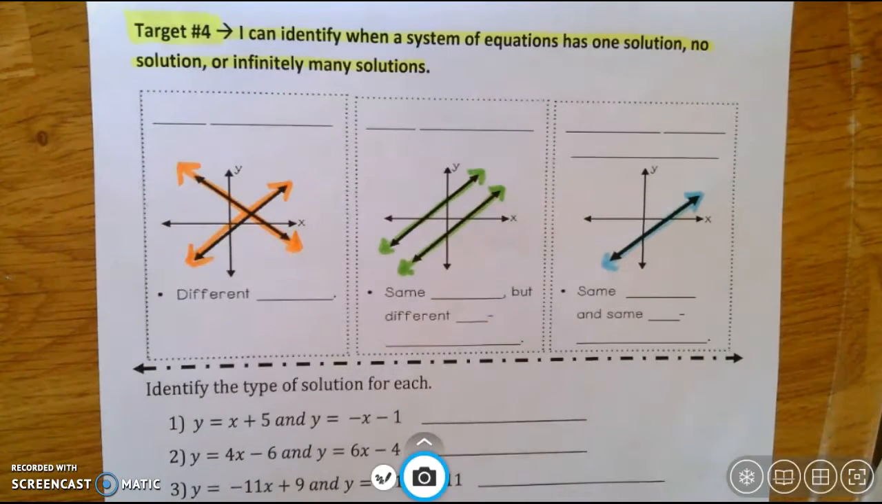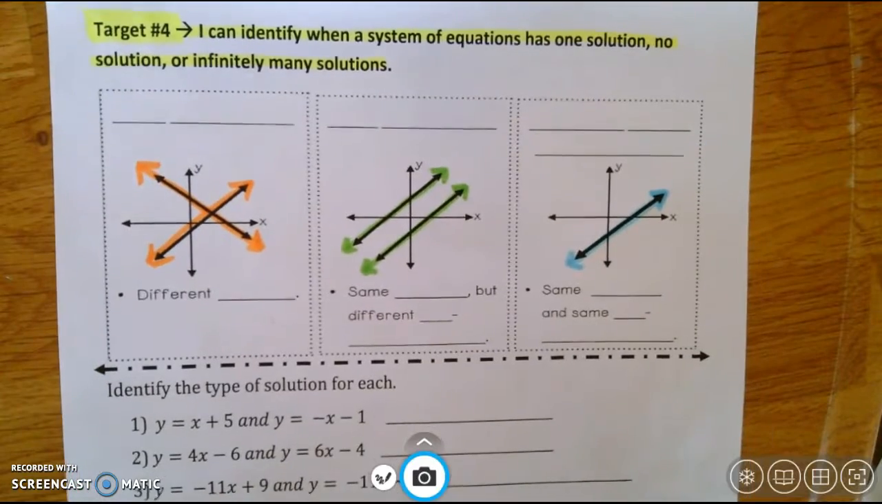Mrs. Kingsbury here again. Today's lesson is focusing on what I call target number 4 for this unit. You're going to be able to identify when a system of equations has one solution, or no solutions, or infinitely many solutions. So there are 3 different types of solutions that are actually possible when we're working on systems.